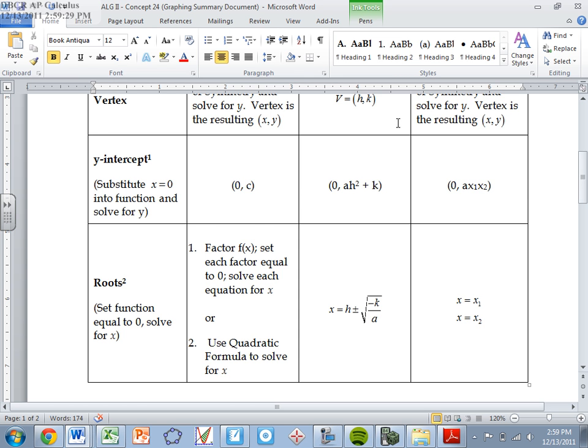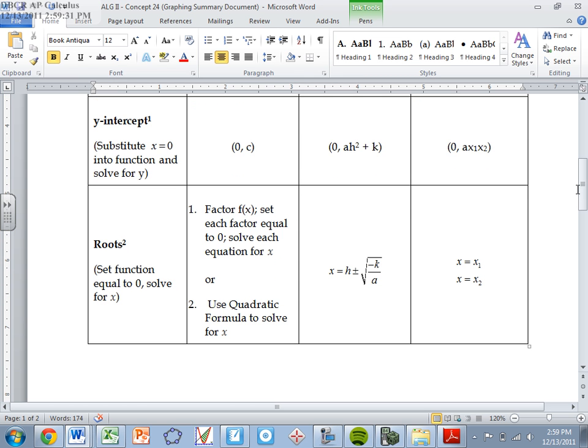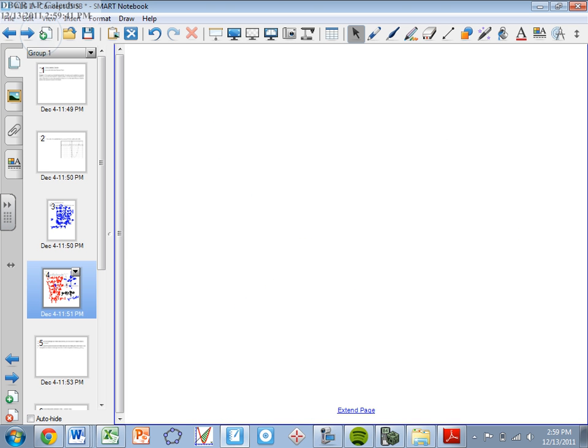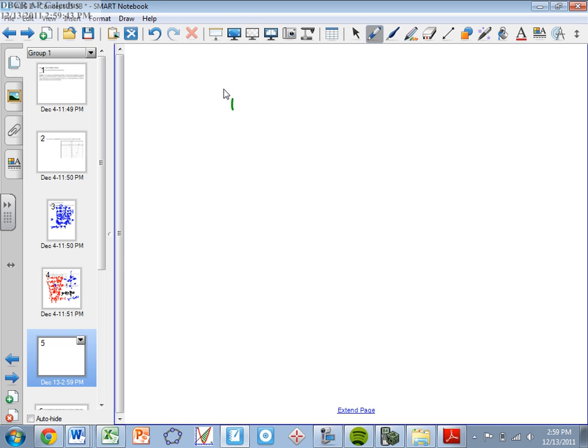So, what I want to show you quickly is what Mr. Carter went through with x equals h plus or minus the square root of negative k over a. Where does this come from? Okay, let's show that. If we have y equals a times x minus h squared plus k, that's our standard vertex form. That's what vertex form looks like before you plug anything in.